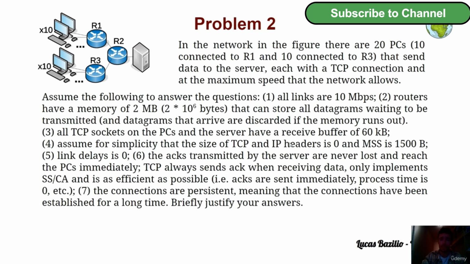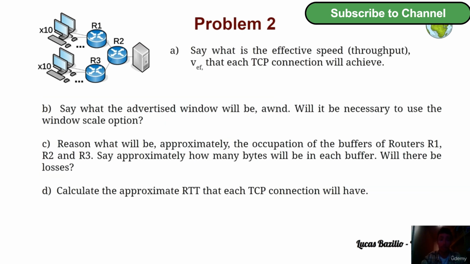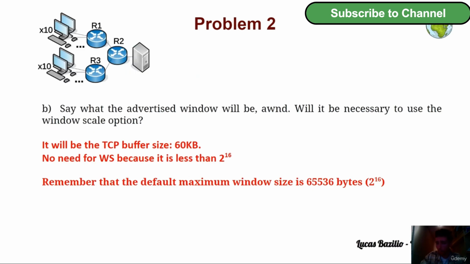Now, to the other question: will it be necessary to use the Windows scale option? First of all, remember that Windows scaling is a mechanism that allows for the expansion of the TCP receive window size beyond its default maximum value. To reason whether we need to use it or not, we only need to remember that the default maximum window size is 2^16 bytes, so 65,536 bytes. This is the maximum default window size. So if our window is greater than this size, we will use Windows scale.